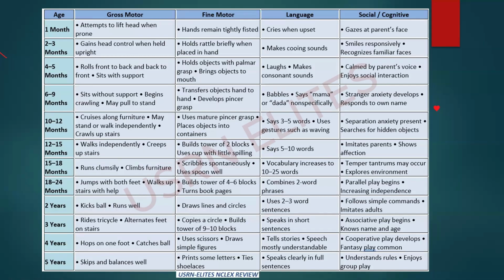Okay, so they'll be spotting faces. Between 4 to 5 months, they should be able to roll front to back and back to front. Sit with support. Okay. Fine motor.